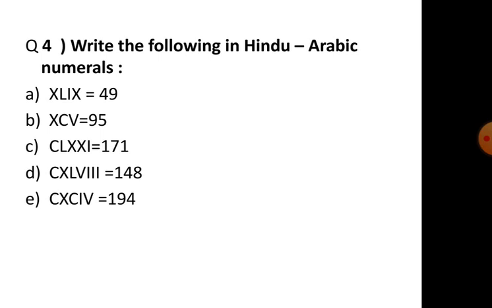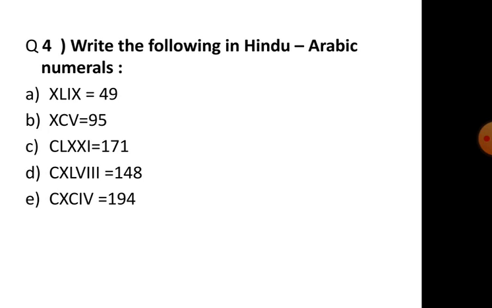Question number 4. Write the following in Hindu-Arabic numerals. So here X means 10 and L means 50. So it will be 50 minus 10, 40, and 9, 49. XCV. X means 10 and C means 100. Always they had said that when X is written on the left of L or C, it will be minus. So 100 minus 10 is 90 and V means 5, 95.